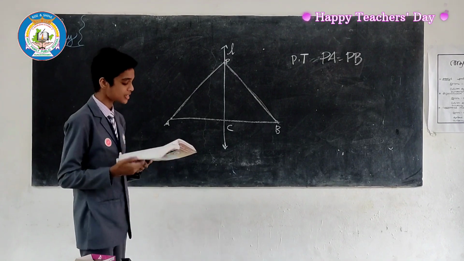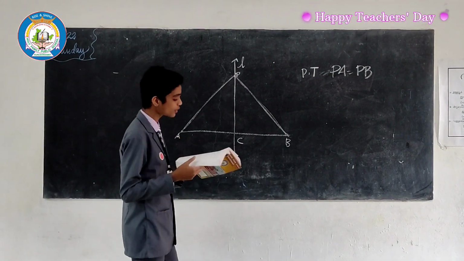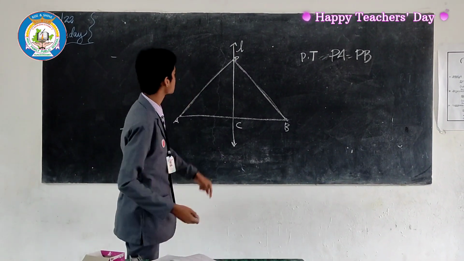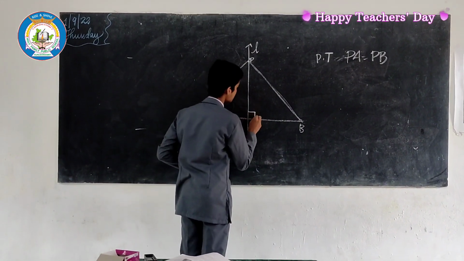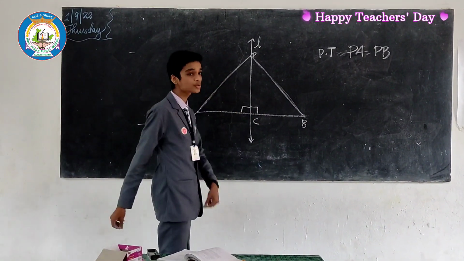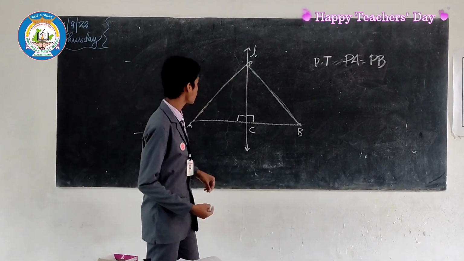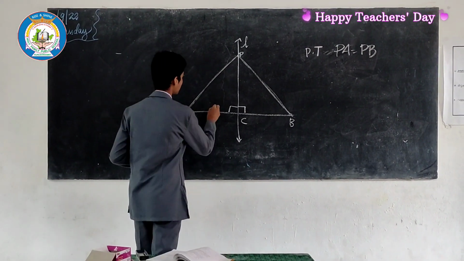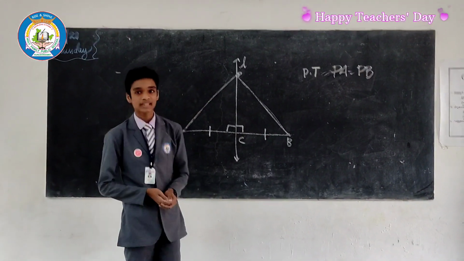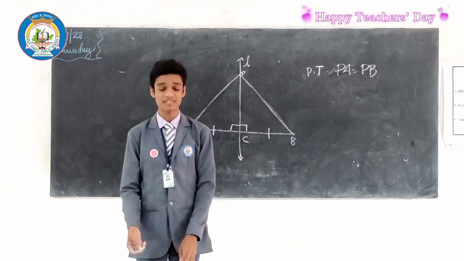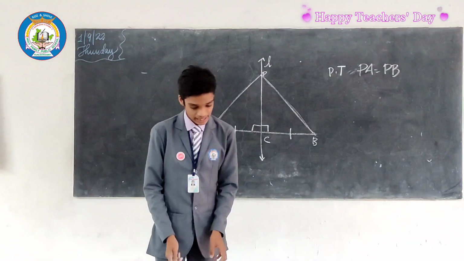AB is a line segment and line L is its perpendicular bisector. Since we are given that this line L is perpendicular to AB, we can say that both the angles must be equal to 90 degrees. And also since it is the bisector, we can find that AC must be equal to BC. These are the facts that we can understand from the question itself.